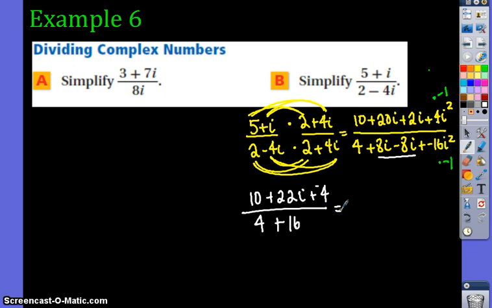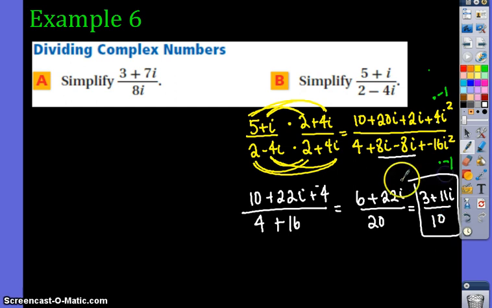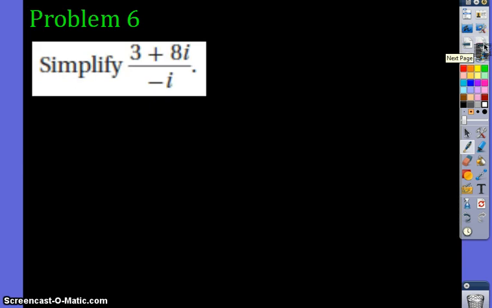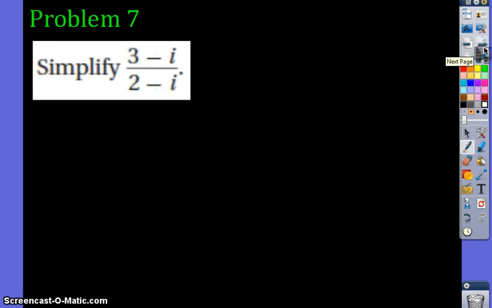All right, a little bit more combining of like terms. The 10 and the negative 4 can combine for a positive 6 plus 22i, all of that divided by 20. We can factor out a common 2 from all of that, and we would get 3 plus 11i over 10 as our final answer. All right, so why don't you guys try this one and this one, and we'll see you in class.